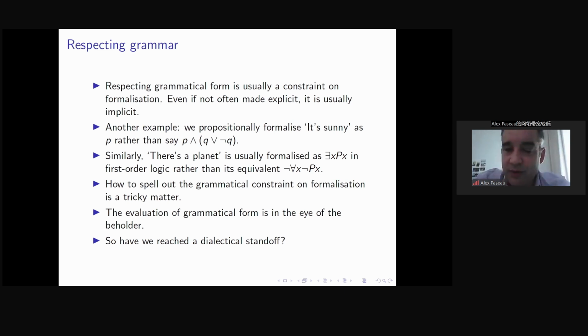Similarly, 'there's a planet' you would formalize as there's an x such that Px in first order logic, rather than the equivalent not for all x not Px. That's the equivalent, but it doesn't look like there are any negations in the English. There's no universal quantifier in the English or equivalent. Therefore, the first formalization is much more natural than the second, even though they're logically equivalent, again assuming standard semantics.